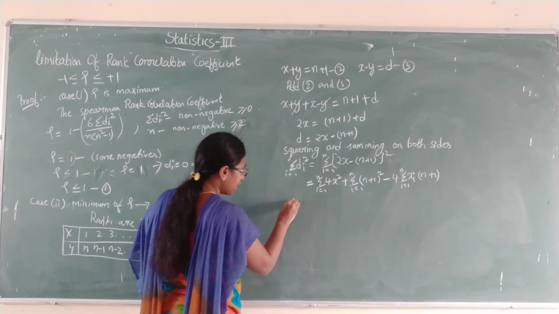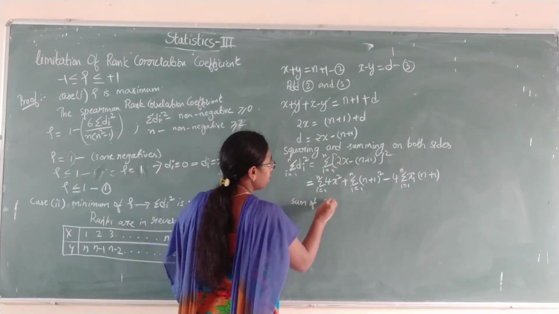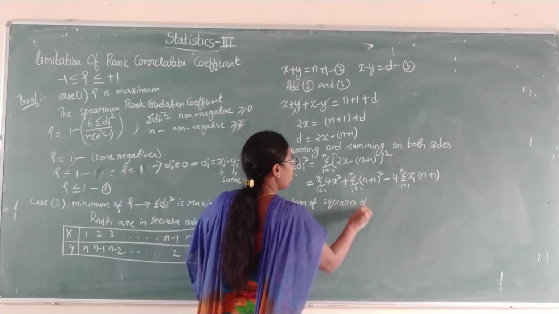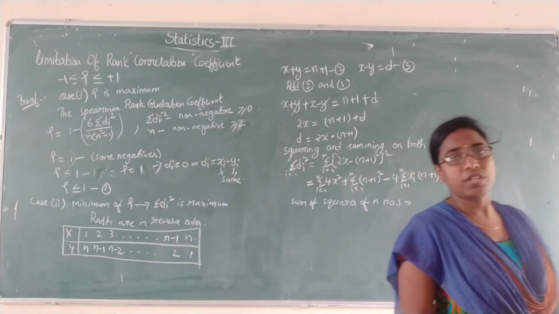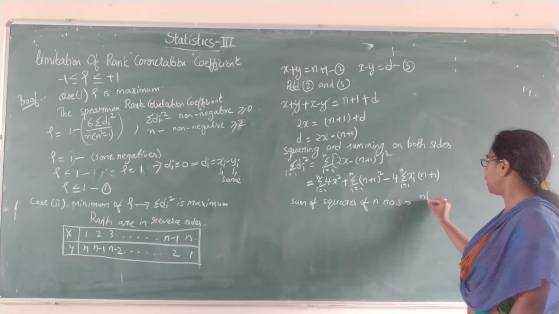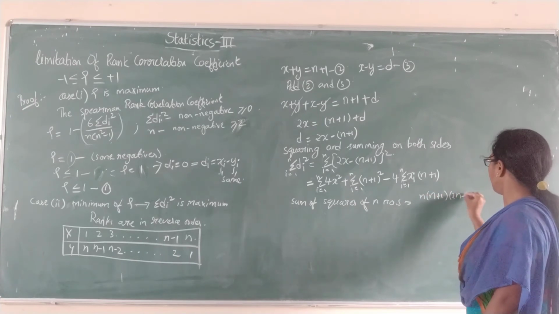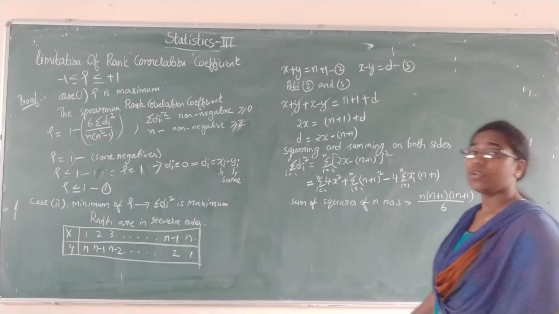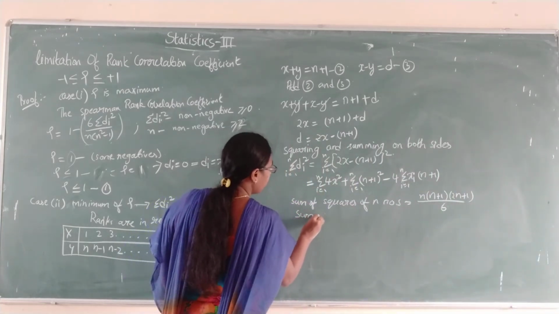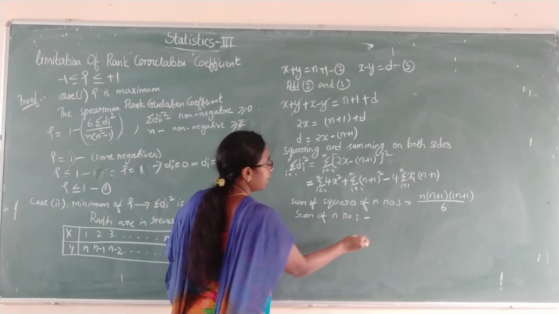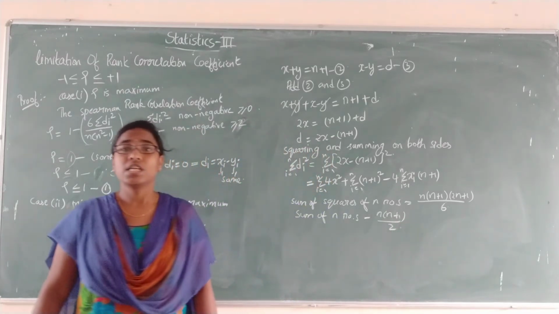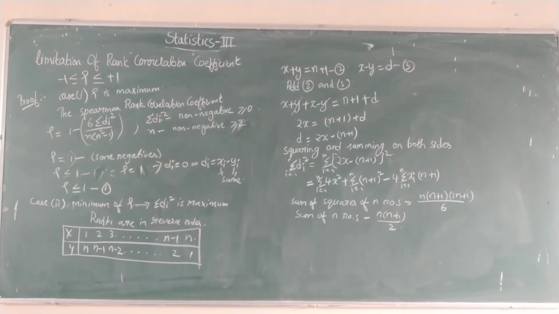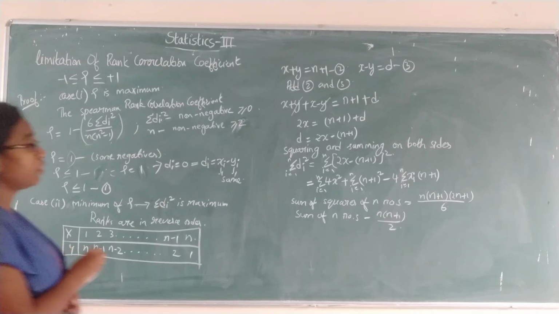Now we have the formulas for the sum of squares of n numbers. What is the sum of squares of n numbers? We derived this when deriving the formula for rank correlation also. That is n into (n plus 1) into (2n plus 1) by 6. What is the sum of n numbers? It is n into (n plus 1) by 2. By using these two values, since you have summation xi square and summation xi, you substitute those values.